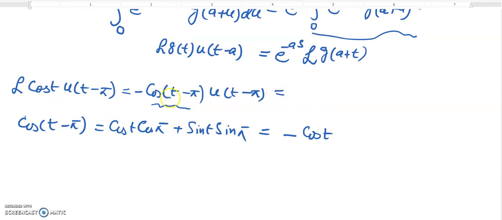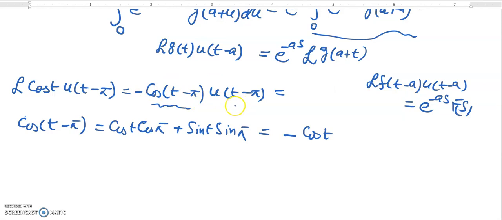Now I can apply the t shifting theorem: the Laplace of f of t minus a into u of t minus a is equal to e power minus as F of s. So now we have it in this form.